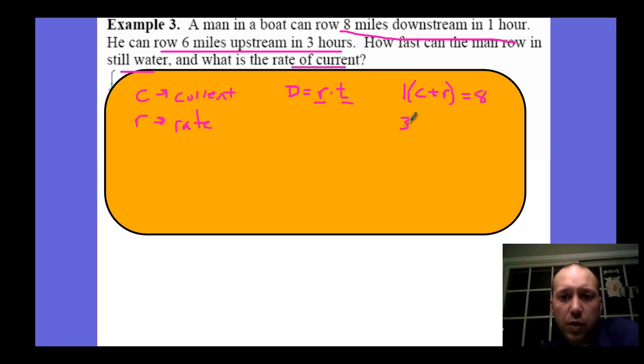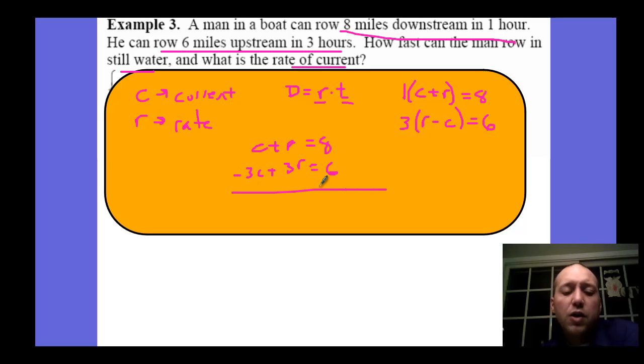Then we know that in 3 hours, he can go 6 miles. That's time times our rate equals distance. Our rate here is the rate at which he's rowing minus the current, because he's going against the current. It's kind of like your vector stuff in chapter 6, where you ask whether the vector is going with you or against you, whether you are adding or subtracting, when we did the airplane problems. If we distribute through, we get C plus R equals 8, and then putting them in the same order, 3R plus a negative 3C equals 6. There's your system you would solve.